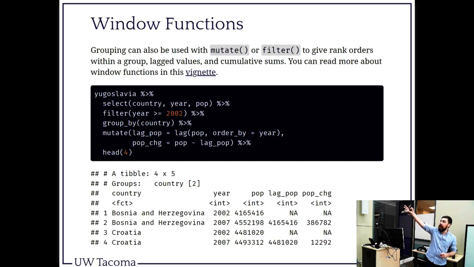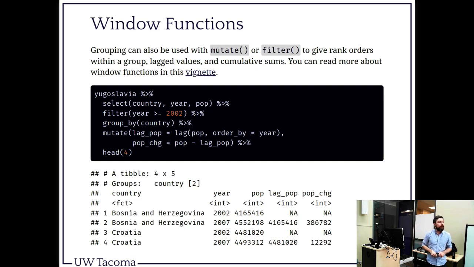I go Yugoslavia, select down to the variables country, year, and population. I want only years greater than 2002. I group then by country, and I want to generate a lag population. So that is the lag of population, so the previous year's population. This order_by automatically makes sure the data is ordered by year for this calculation. Then it just returns the previous year's population. And then the population change is going to be equal to pop, this year's population, minus last year's population.